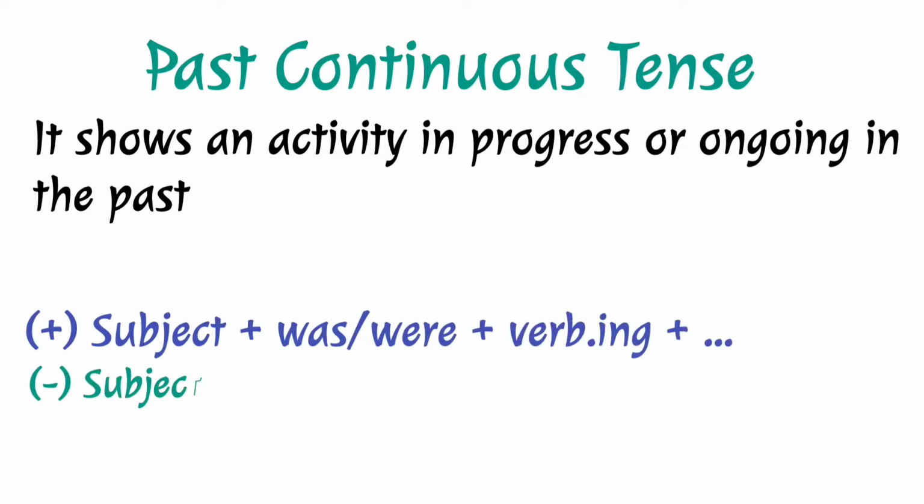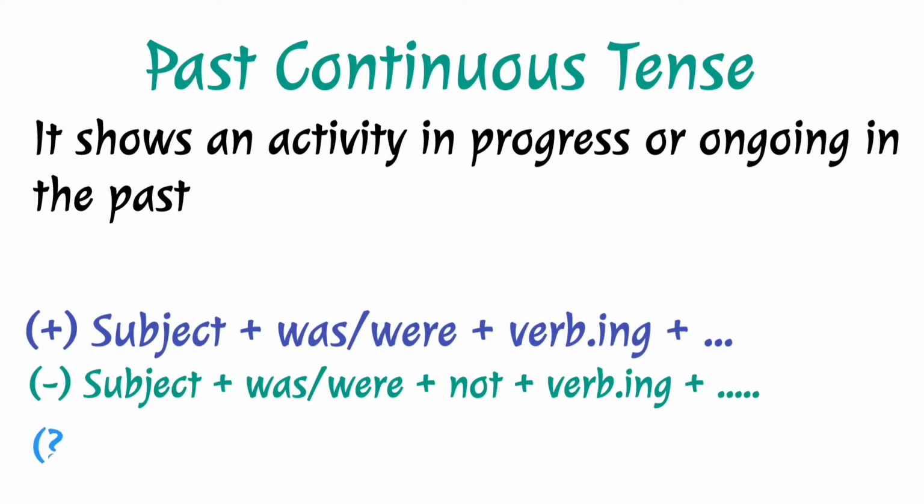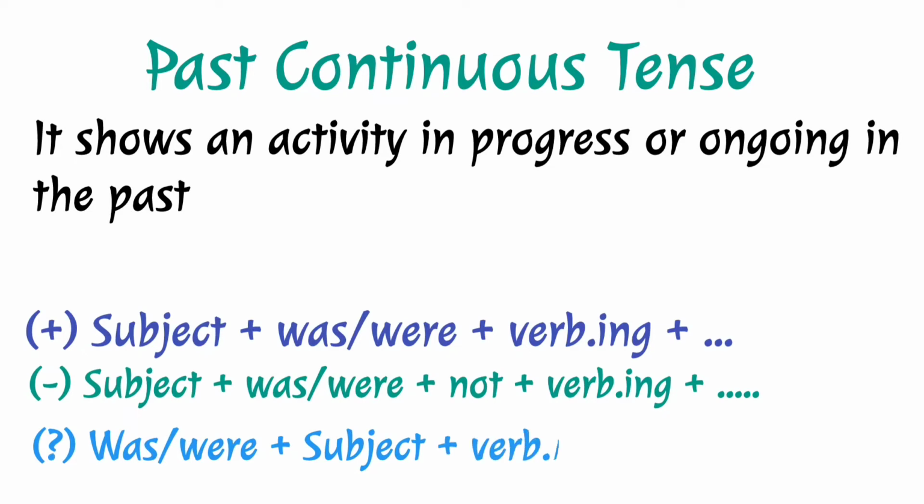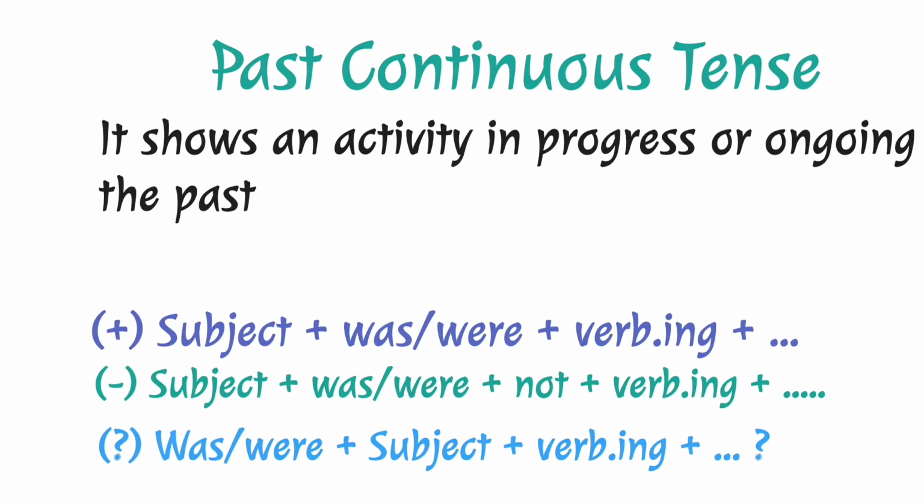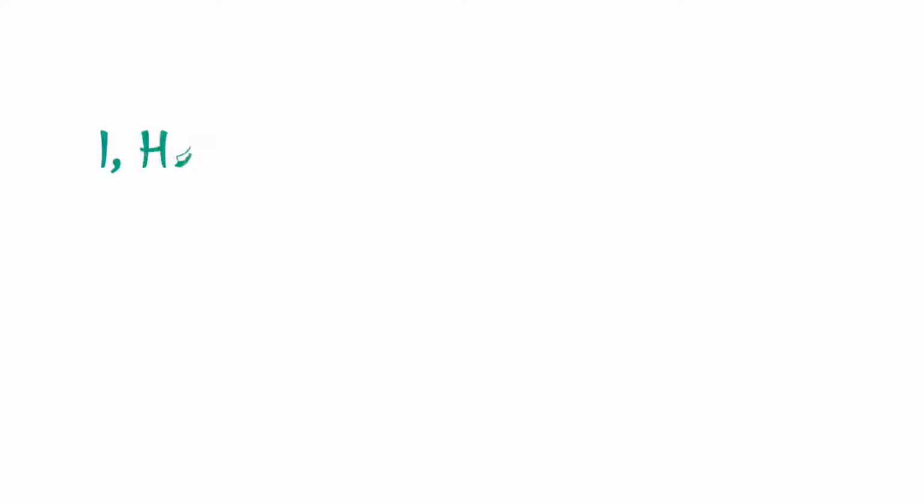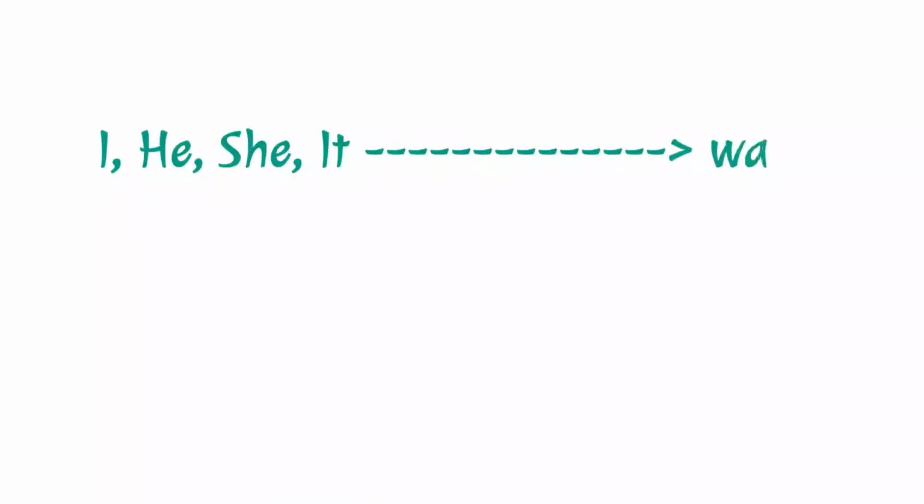In affirmative, we have subject plus was or were plus verb ing. In negative, we just add not after was or were. And then in interrogative, we place was or were in the beginning of the sentence. Okay, now friends, let's see in what case should we use was, and then in what case should we use were.